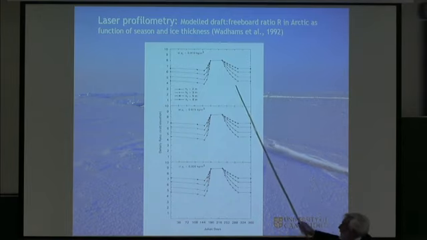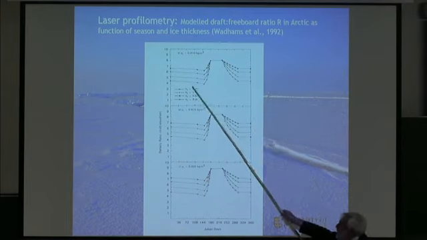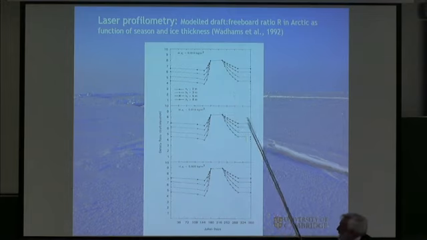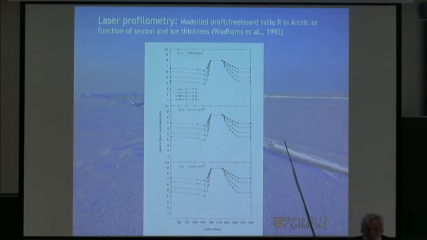This is the modelling of what that multiplier should be, because it depends on how much snow there is on the ice surface, because that's where the laser sees the top of the snow.